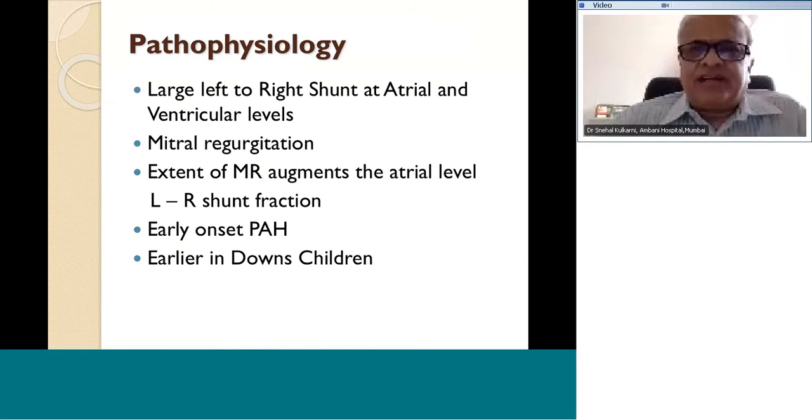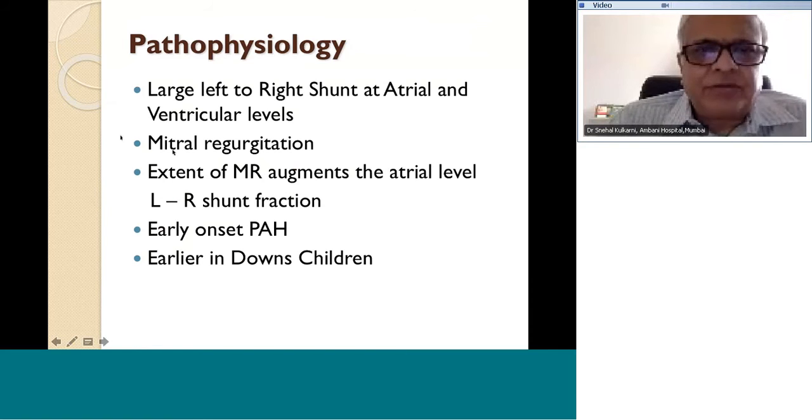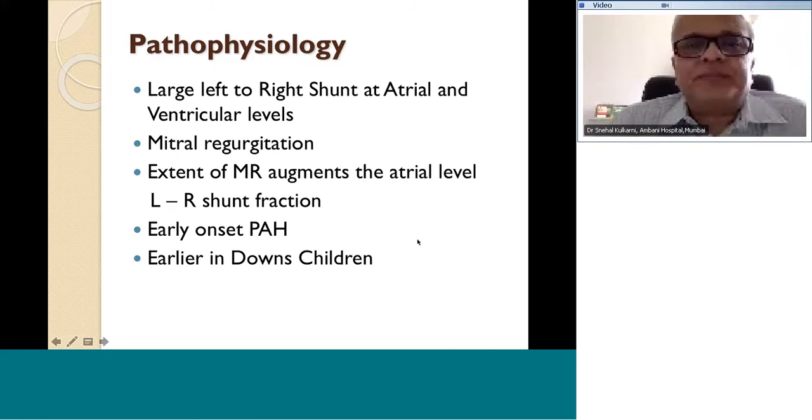Pathophysiology: large left to right shunt at the atrial and ventricular levels. There could be various grades of left AV valve regurgitation. The extent of regurgitation augments the atrial and ventricular level shunts. There is an early onset of pulmonary hypertension, which could be earlier in children with Down syndrome.